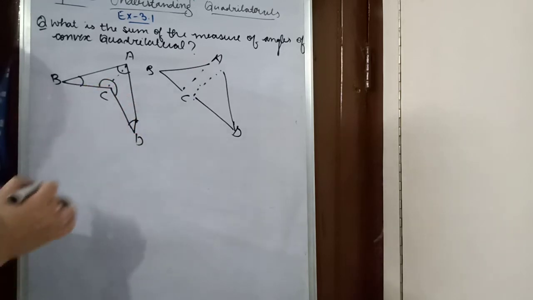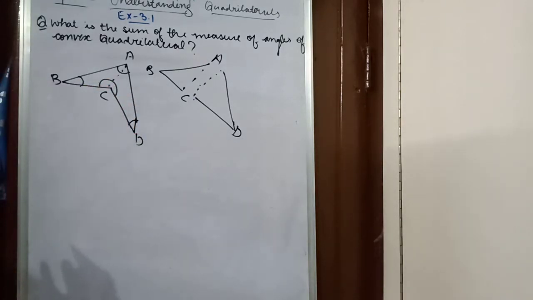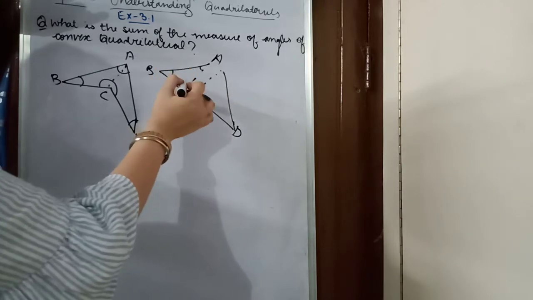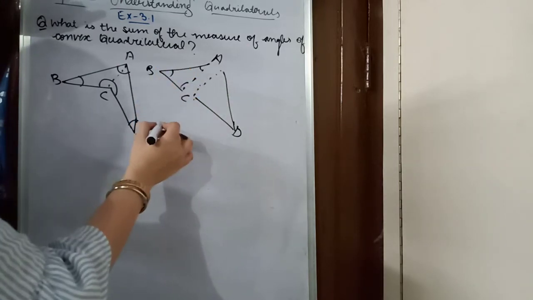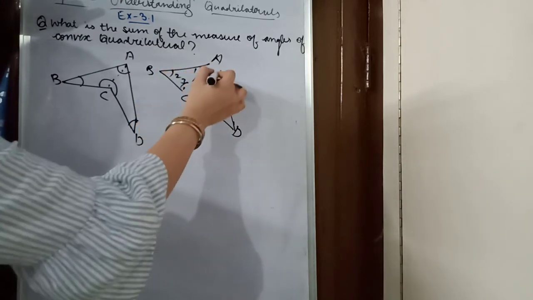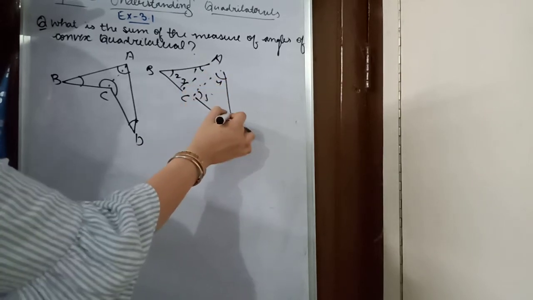This angle is greater than 180, so we will say this is not a convex quadrilateral. Okay. So after that, what they are saying: will this property hold? Yes, this property holds, because this plus this is 180. That means 1, 2, 3, and this is 4, 5 and 6.